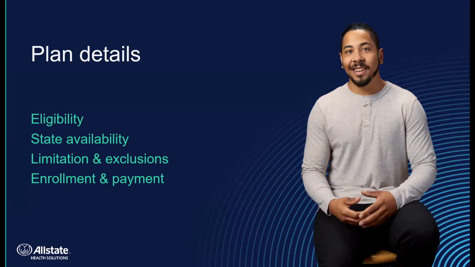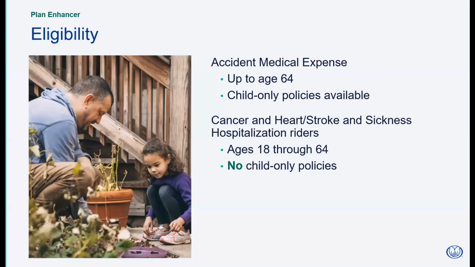So now we're going to take a look at the plan eligibility, the state eligibility, some of the limitations and exclusions, and then we're going to later look at the enrollment and the payment options that you have when purchasing this plan or when your clients are purchasing this plan. Now, when looking at the eligibility of this plan, the primary applicant for the accident medical expense must be up to the age of 65. You do have child-only policies available. With the cancer and heart attack and stroke, as well as the sickness inpatient rider, the primary applicant must be between the ages of 18 through 64, and there are no child-only policies that are available.